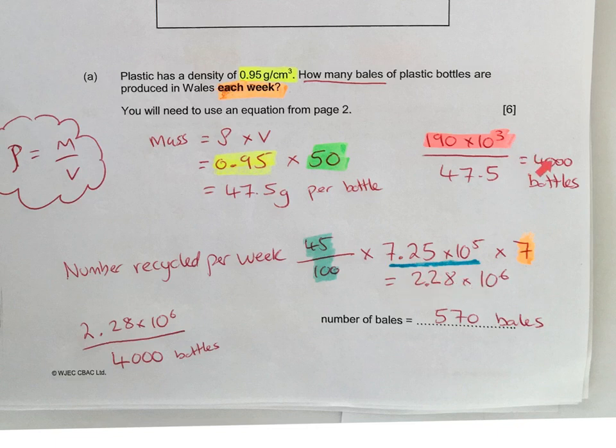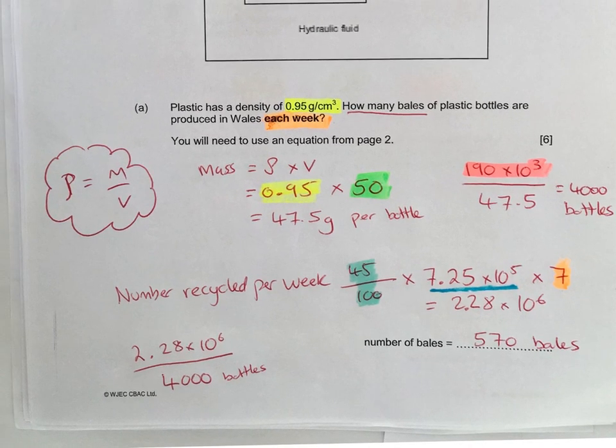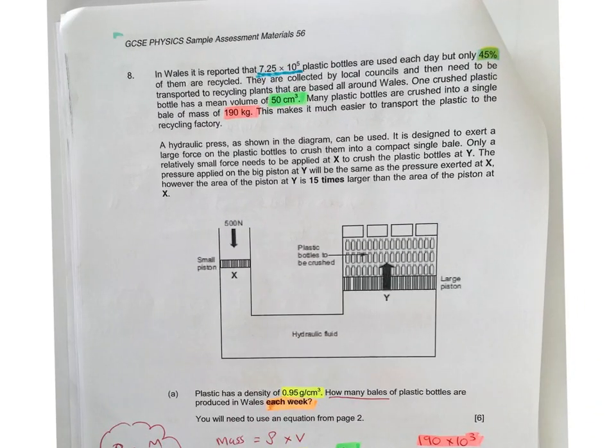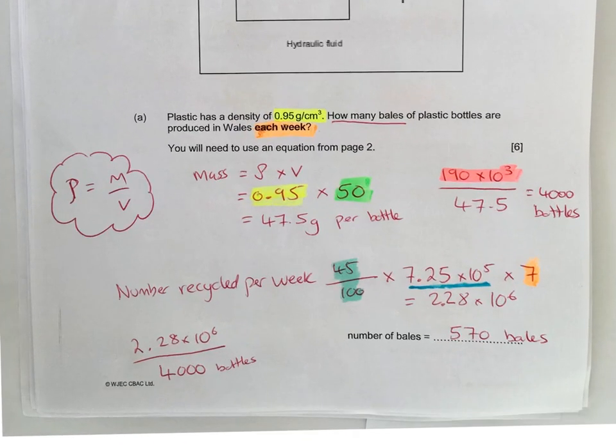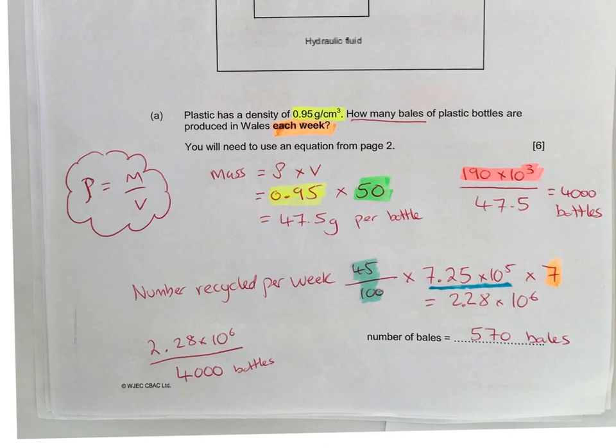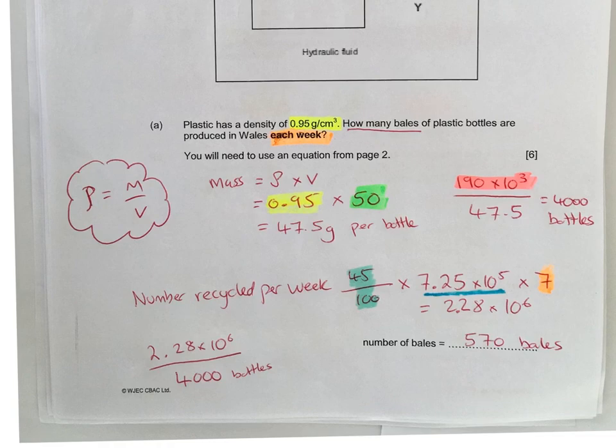Therefore, I can now take my 4,000 bottles in a bale and see how many times that goes into how many are recycled per week, and then I come up with 570 bales. That is a really tough question for 6 marks. A really tough numeracy question that is hard to pick out, but that's the way it's done. So if you have to rewind and listen to me run through that again, please do. And if you need to come and see me about this, come and see me, and then we can move on to this question now.